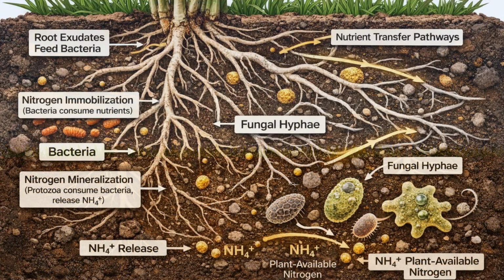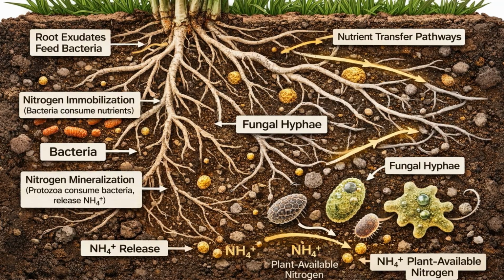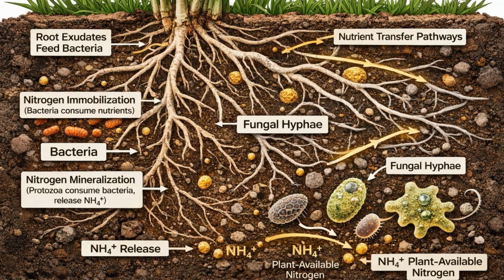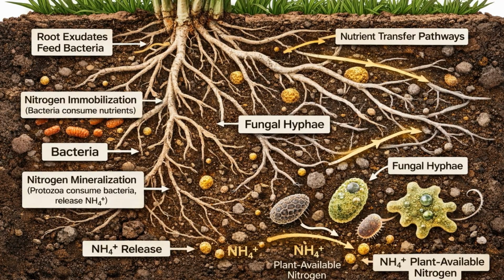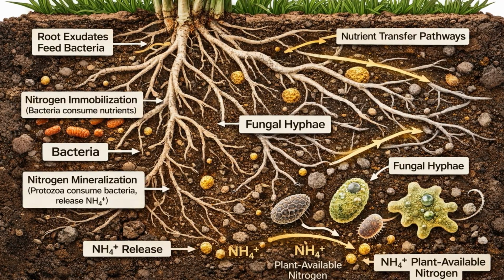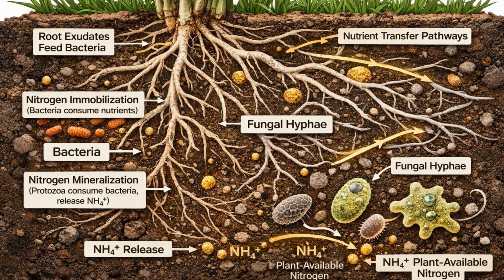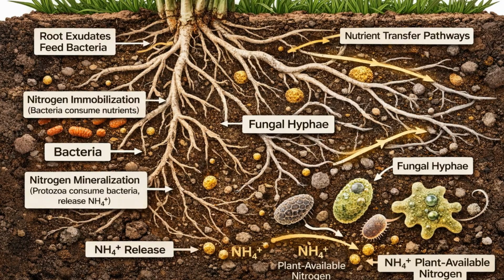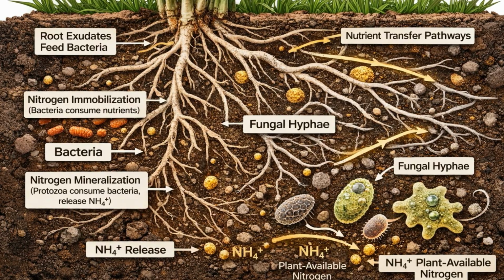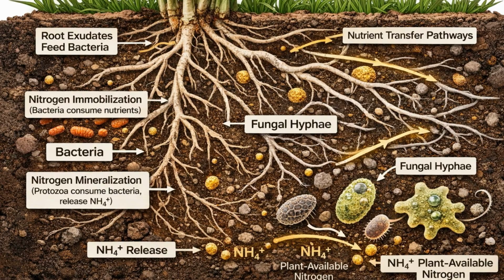So we talk about the root exudates up here in the top left. They feed the bacteria. The bacteria eat the root exudates and the other organic matter in the soil and hold this nitrogen in their body. They immobilize it. And then the predators come. The protozoa and the nematodes, they feed on those microbes, and nitrogen is released as ammonium right where the plant needs it.